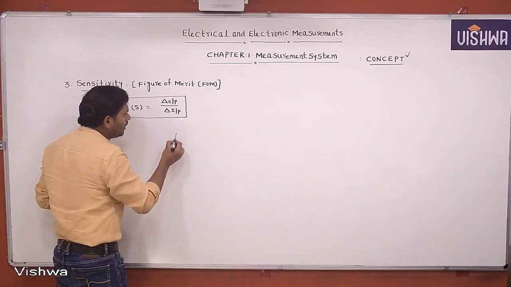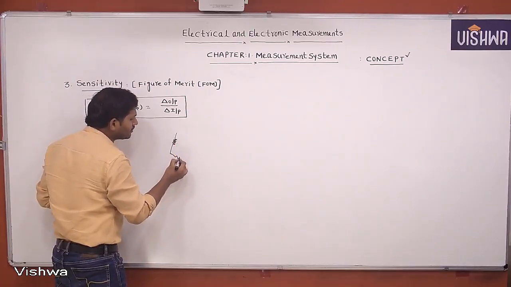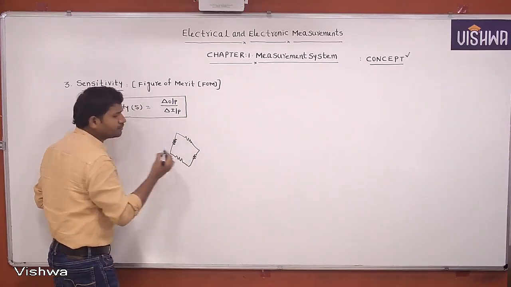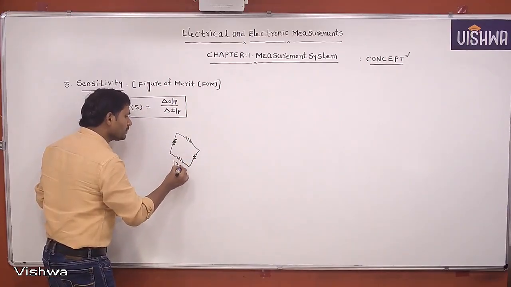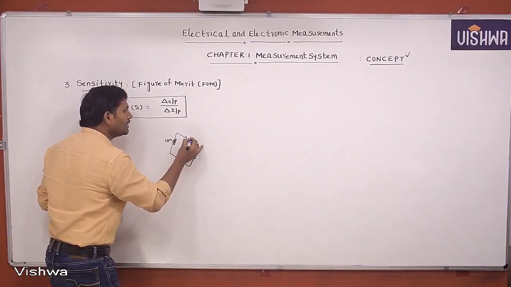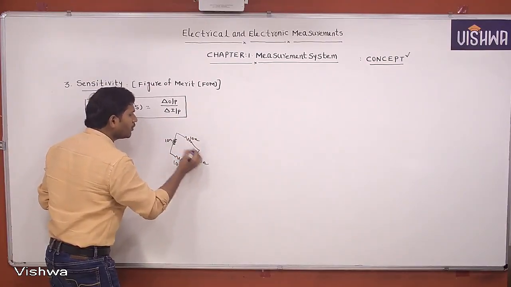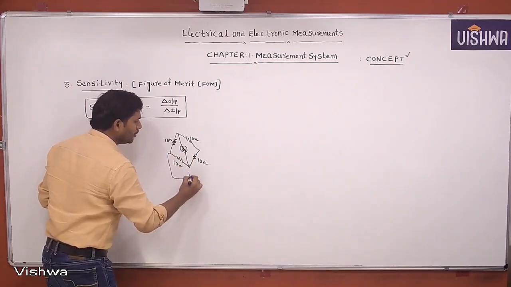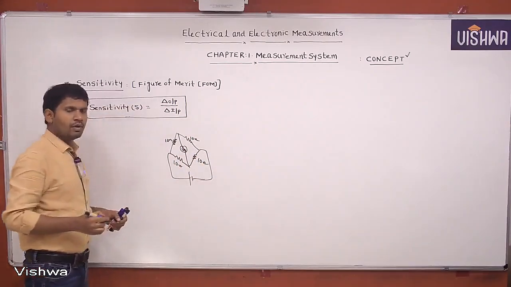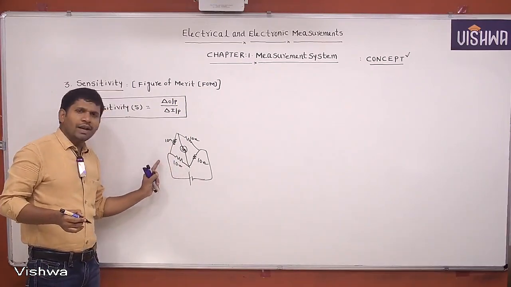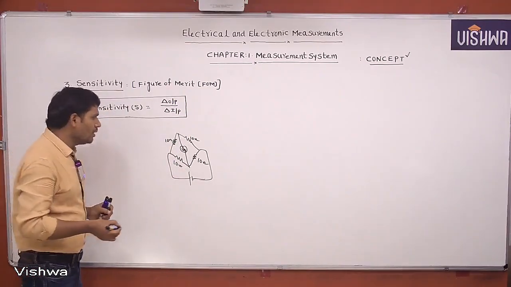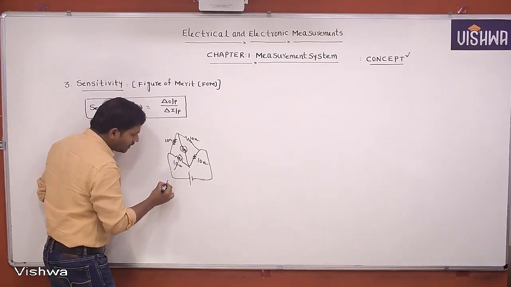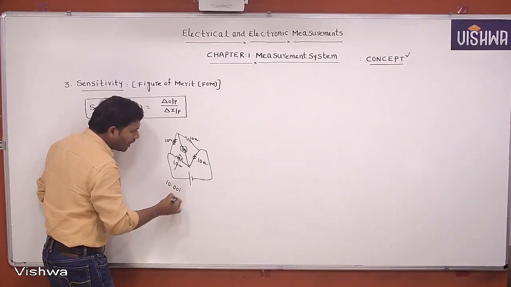Let us take any one bridge condition. Let this be a Wheatstone bridge. Let this be 10 ohms, this 10 ohms, this also 10 ohms, and this also 10 ohms, and this is the galvanometer we are using. Then the input is the supply voltage. Under this condition, let us assume that the bridge is balanced. Now I am changing this resistance to 10.001 ohm.